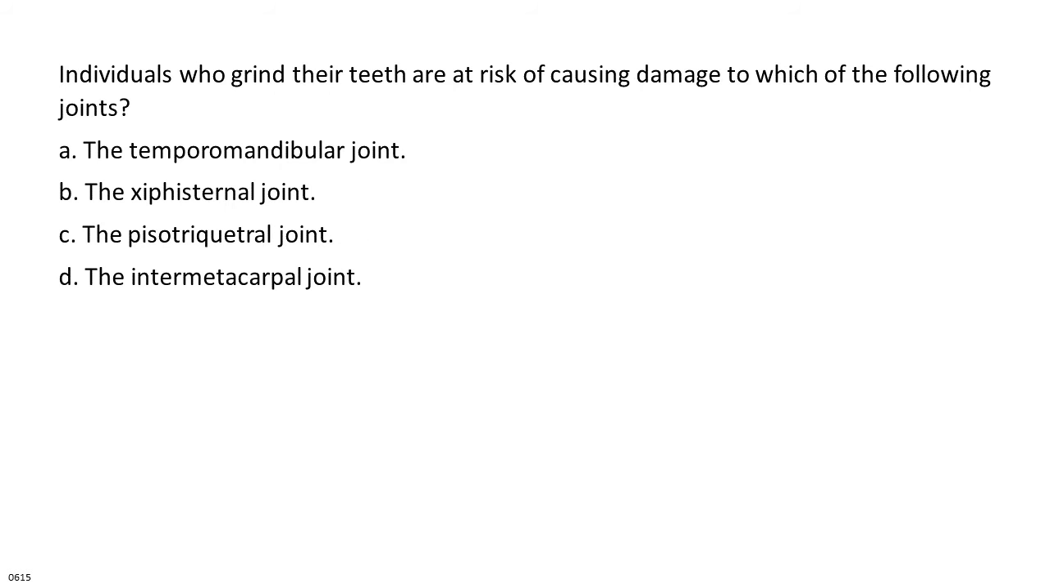Individuals who grind their teeth are at risk of causing damage to which of the following joints? A. The temporomandibular joint. B. The xiphisternal joint. C. The pisotriquetral joint. D. The intermetacarpal joint.